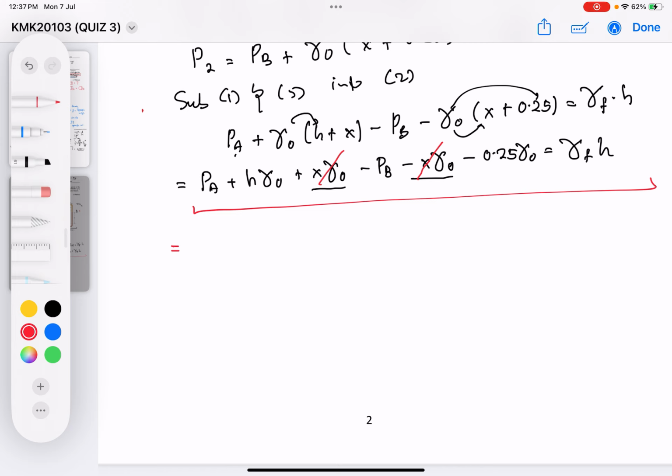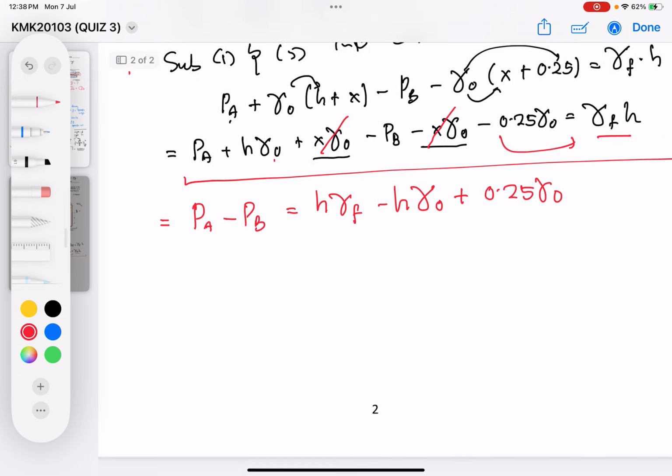So now I'm going to end up with PA minus PB equals to, so this one should be moved to the side. So now I have H gamma of the fluid minus H gamma of the oil. This one is going to be positive. This one I'm going to move to this side. It's going to be plus 0.025 gamma of the oil.